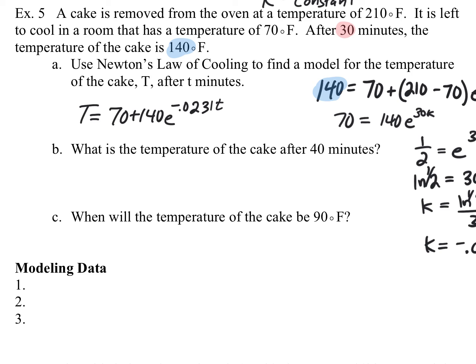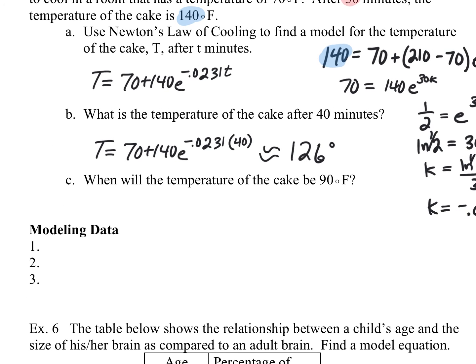In part B, they ask us, what is the temperature after 40 minutes? Well, all we need to do there is plug in 40 for T. So I'm going to take this exact same formula, remove T, and plug in 40 instead. And all we have to do is plug that into our calculator. It is approximately 126 degrees after 40 minutes.